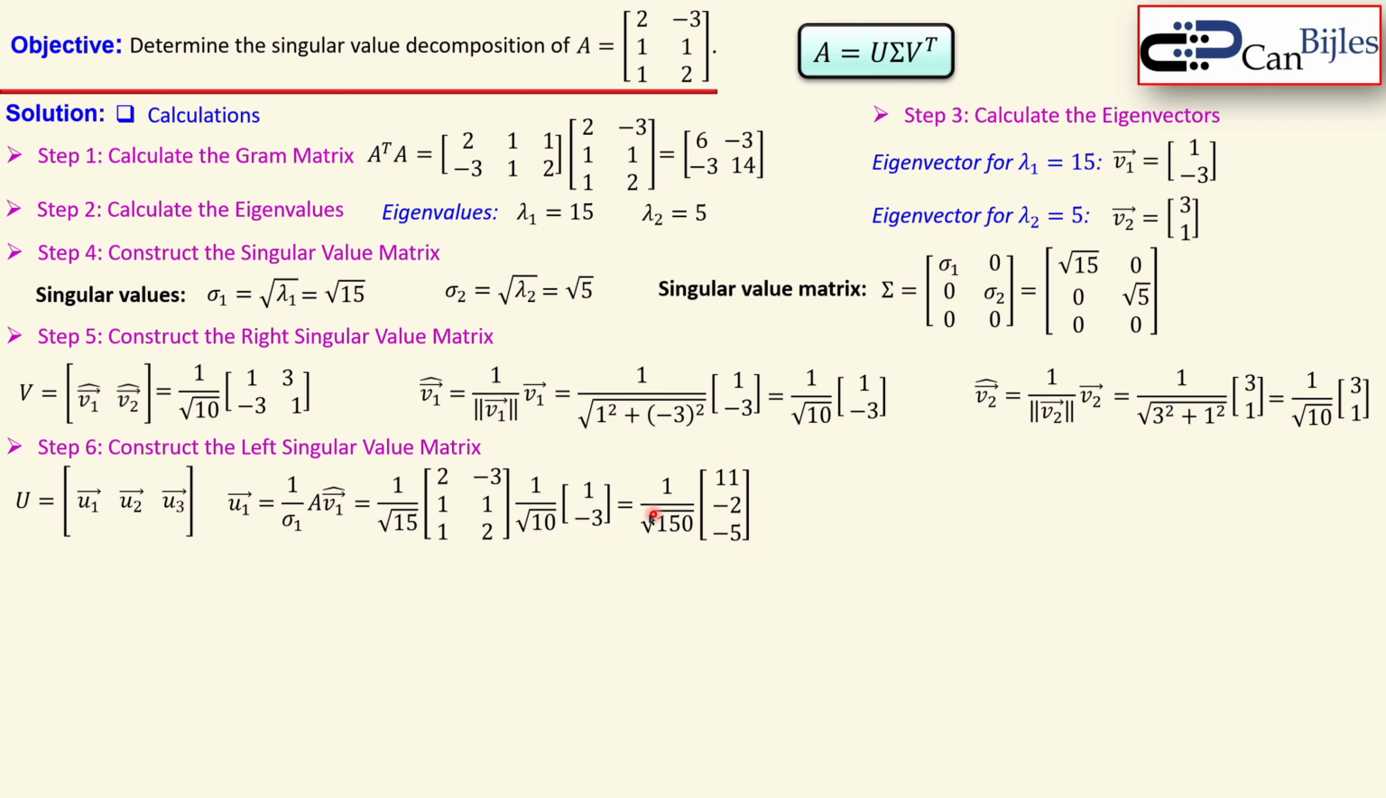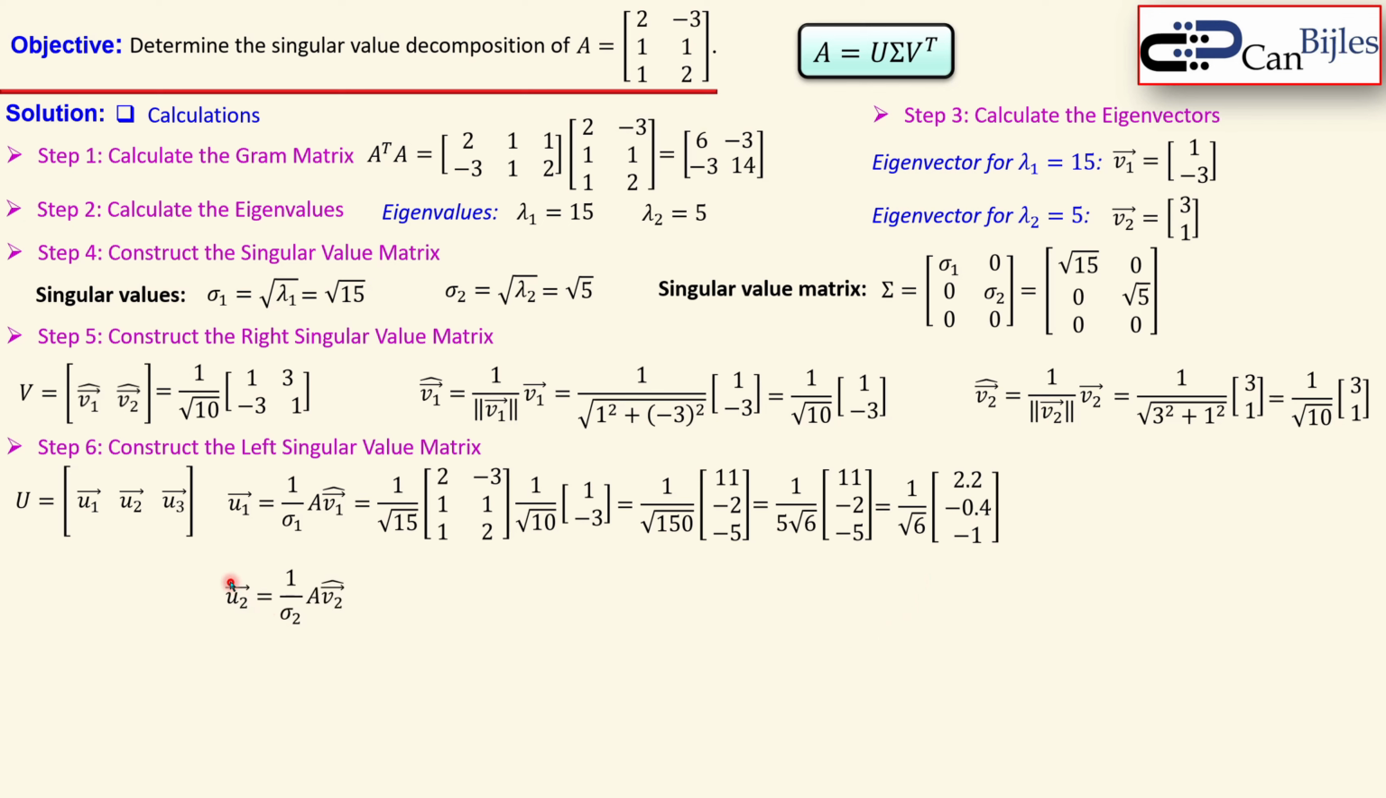You can also write this square root in a different way. You can say this is 5 times the square root of 6. Why? Because it is 25 times 6, and the square root of 25 is 5. So you can take it out like so. And you can also proceed in the vector by dividing everything by 5, so you get 11 over 5, minus 2 over 5 and minus 5 over 5, and you have this one. The only thing that is then left outside is 1 over the square root of 6.